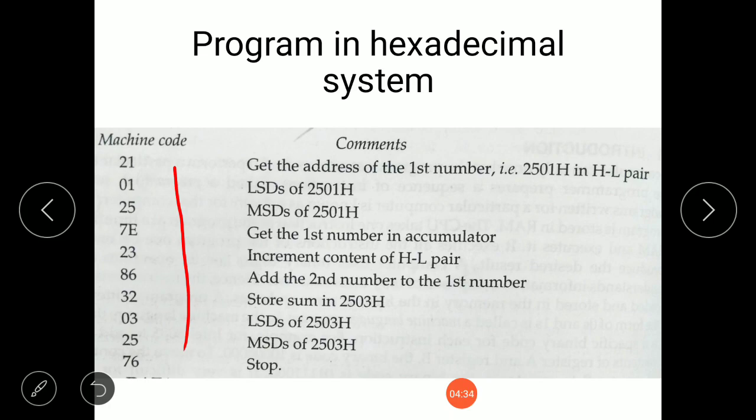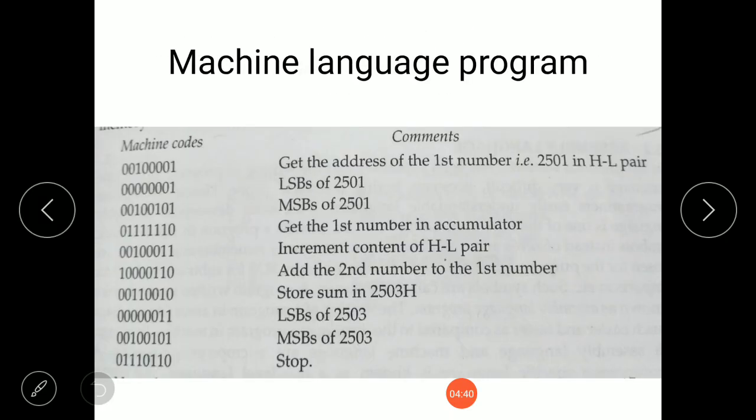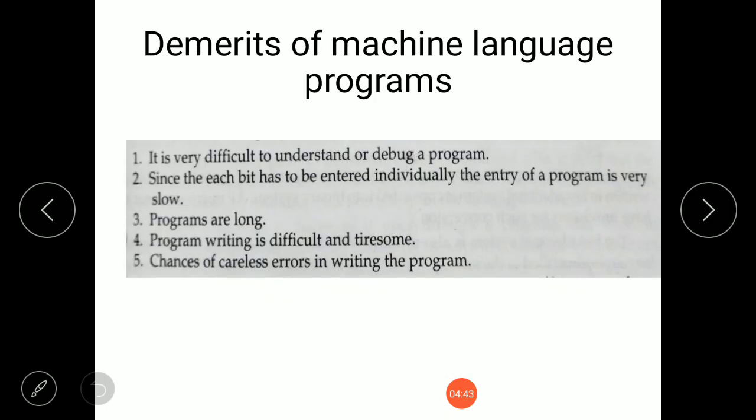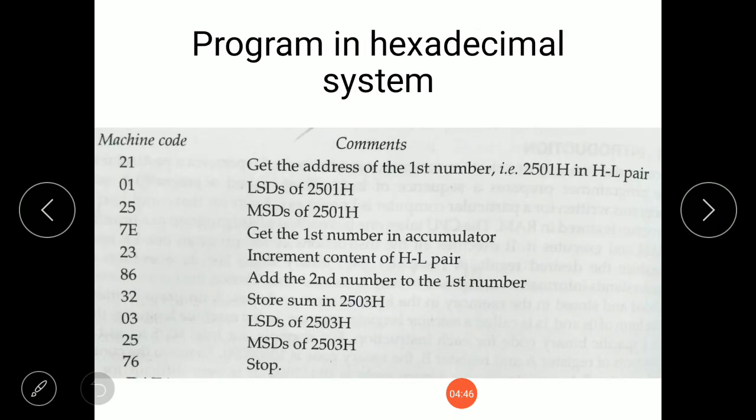So to facilitate the programmer, machine codes can be written in the form of the hexadecimal system. The program can easily be written in the hexadecimal system compared to the binary system, and mistakes can easily be detected. As we know, the microcomputer understands the program only in the binary system, so the program written in the hexadecimal system is converted into the binary system. All microprocessor kits have provisions for such conversion.